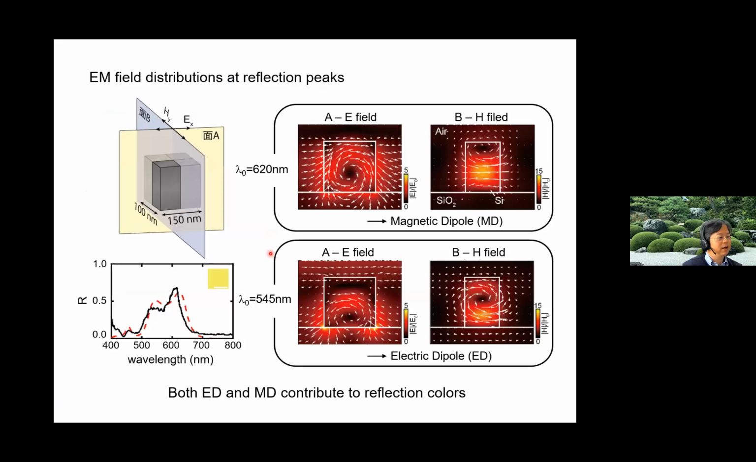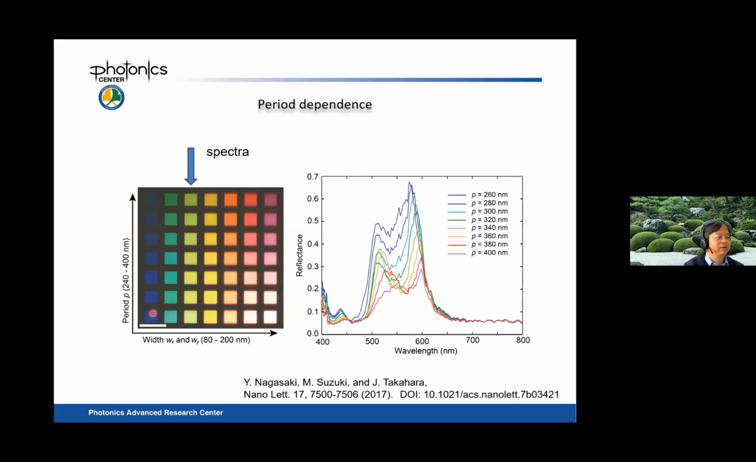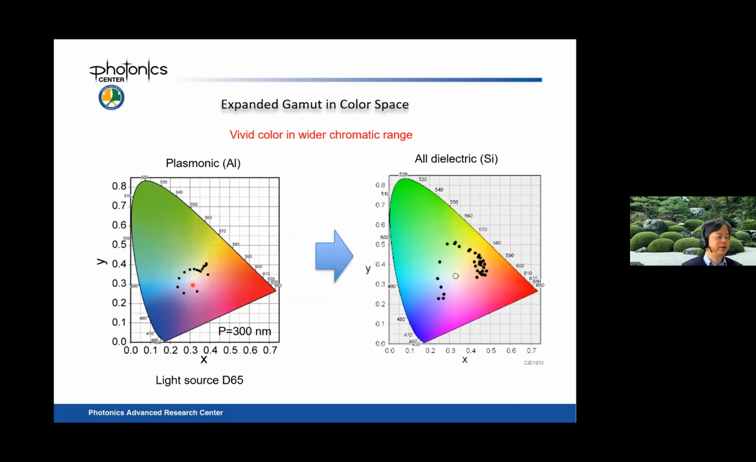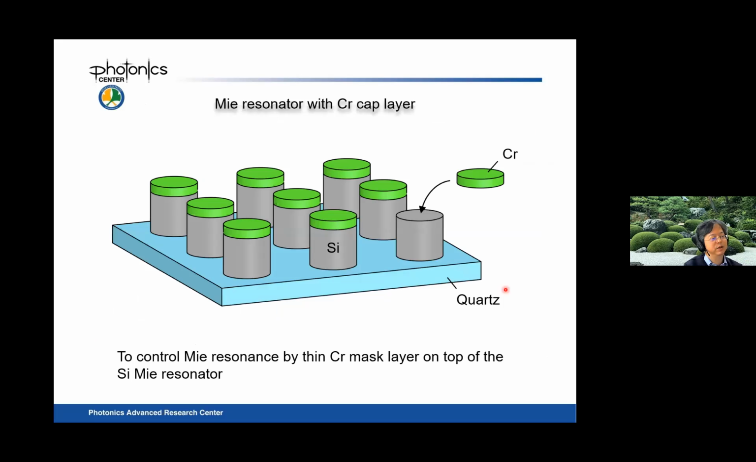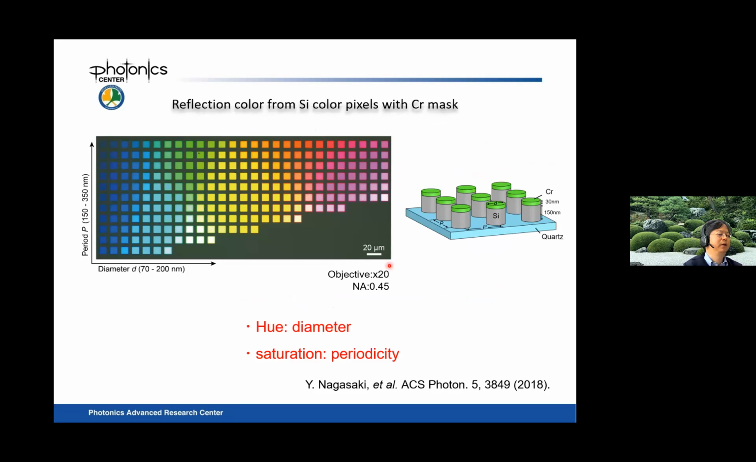By using this one, we can control the magnetic dipole as well as the electric dipole, both dipoles, and we can achieve the yellow color by using two peaks, meaning resonance. Okay, I skipped the results. So we can successfully expand the color space widely compared to the plasmonic. And we also add the chromium mask on top of the silicon metasurface, and we can achieve very high confinement, and as a result, very fine, colorful, vivid colors.